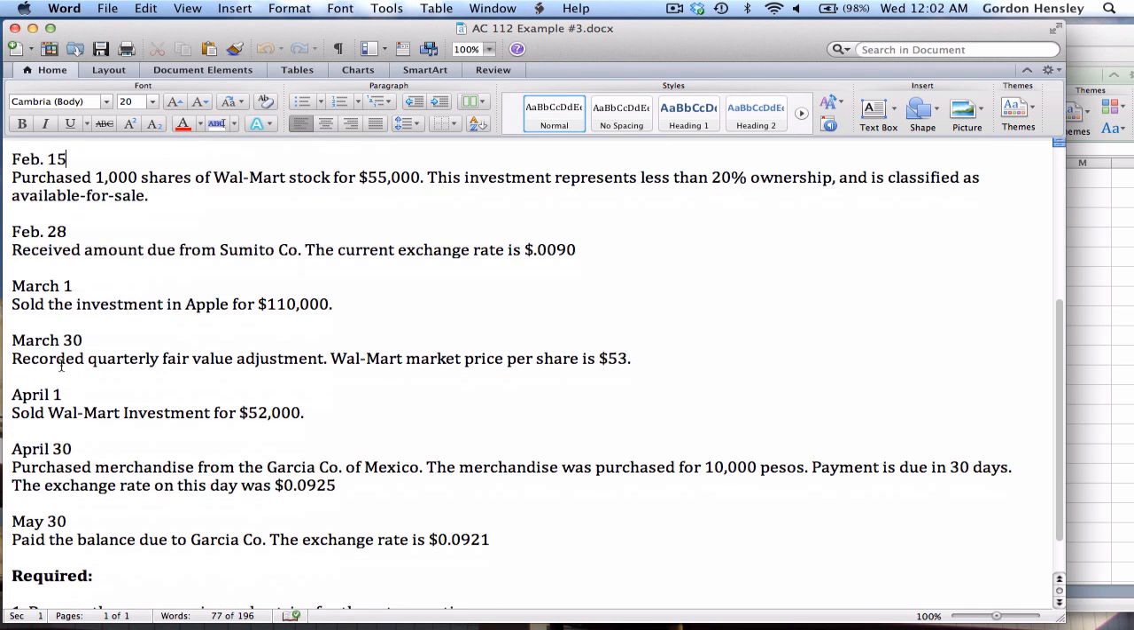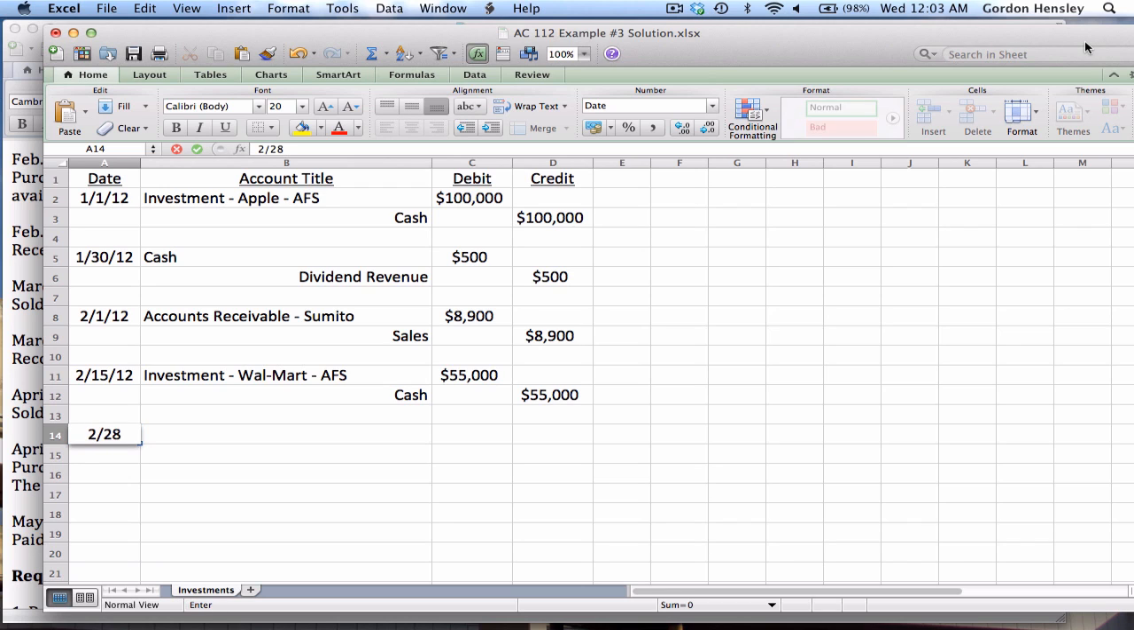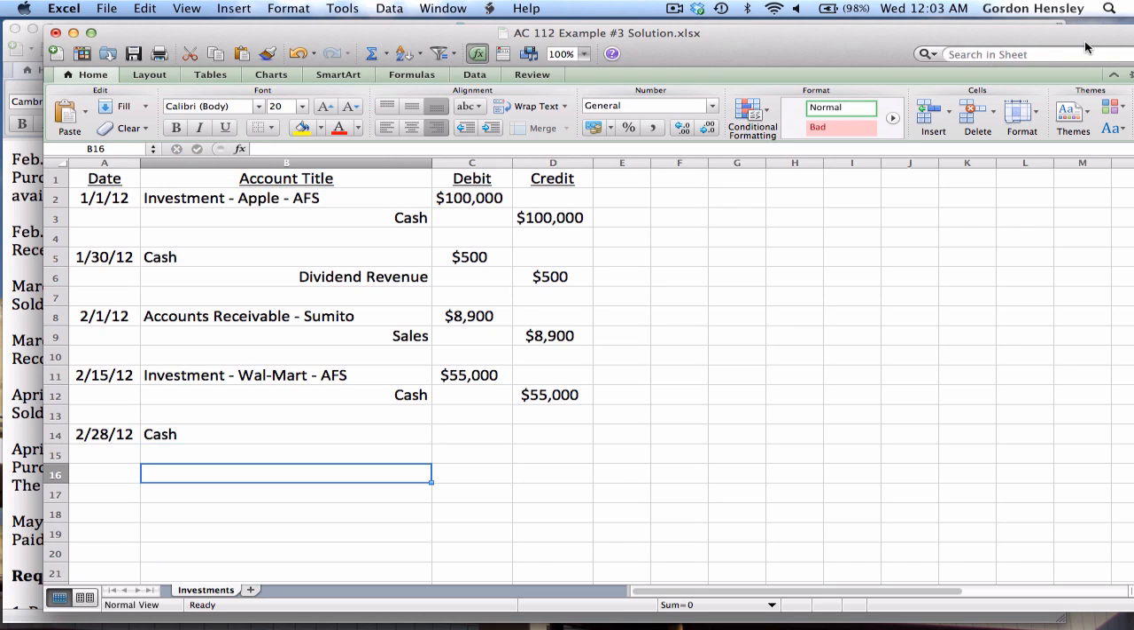Next transaction is on the 28th. Says that we received the amount due from Sumitomo Company. Now the current exchange is 0.0090. So this is on the 28th. We are receiving the amount due, so we will receive cash. I'll debit cash. I'll skip a space and credit accounts receivable Sumitomo, because since they're paying us, that means we have resolved that receivable. Now here's where the labeling comes in handy. How much? If I go back, right here is accounts receivable Sumitomo, 8,900.